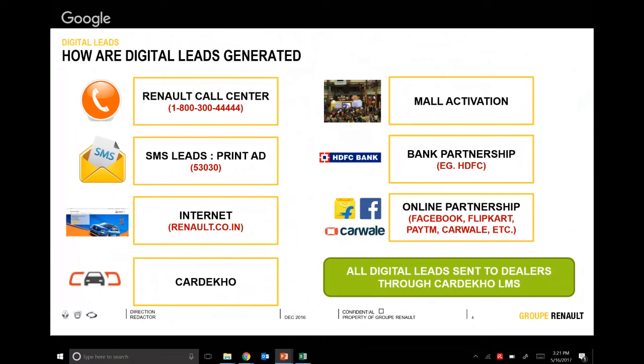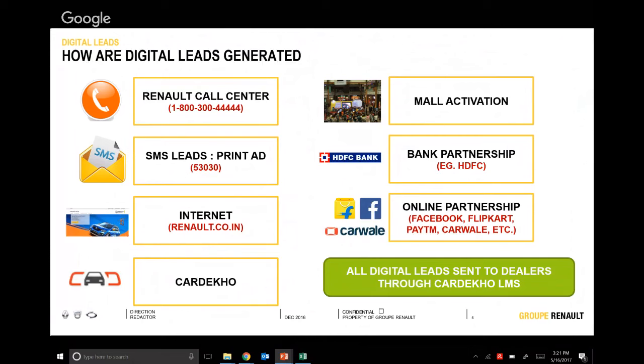One of the things we have noticed across dealers is, when we talk to the customer for the very first time, we ask the customer, sir, you had inquired on CarDekho. And the customer says, no, I never inquired on CarDekho. The reason it happens is that the customer actually did not inquire on CarDekho. The customer may have inquired on the Renault website, or in a mall, or through the call center.